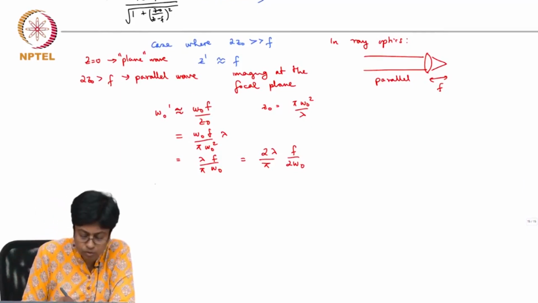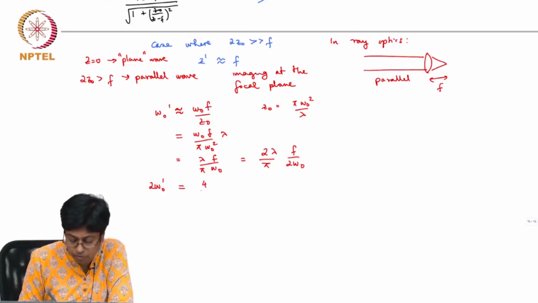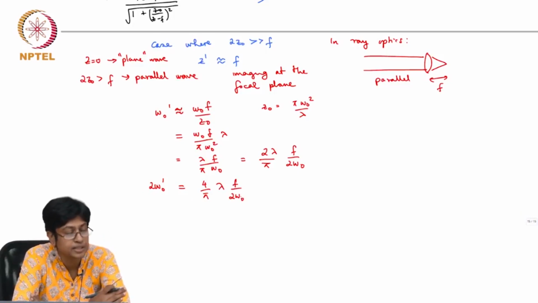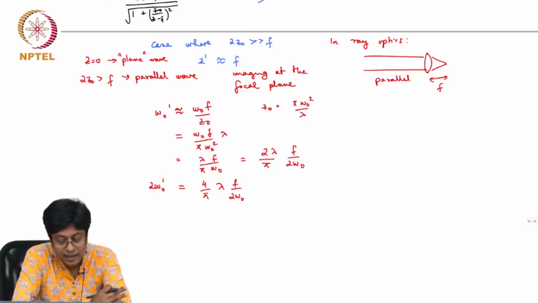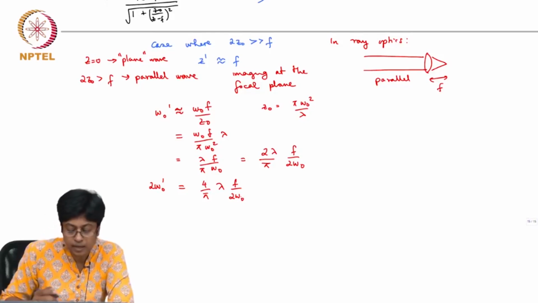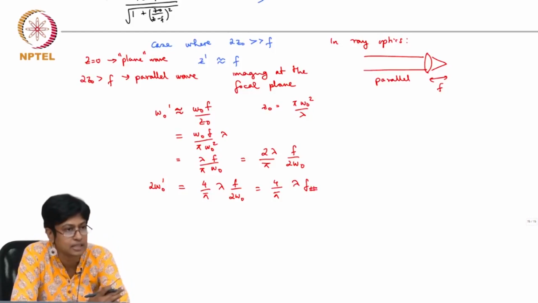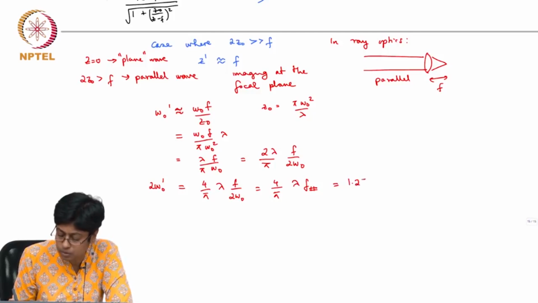I'm just writing it. So in fact, let's write even this side in terms of a diameter. So I have 4 by pi lambda f by 2 omega naught. Okay, so I've just made sure that both the new spot size and the old spot size are written in terms of the diameter. F by 2 omega naught can be considered to be the f number of this system, and in fact you might see it written like this. And 4 by pi is 1.27.